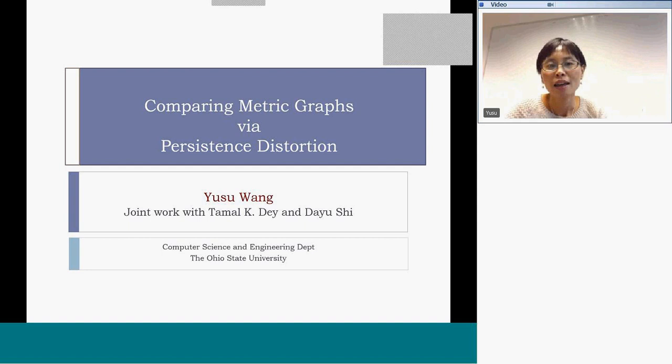What I want to talk about today is a new way that we developed to measure distance between metric graphs using what we call the persistence-distortion. As this name suggests, you can see that it's going to be built upon a topological idea, which I'm going to detail soon. This is joint work with my colleagues and students.